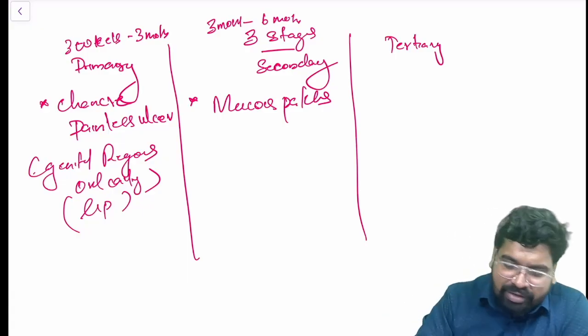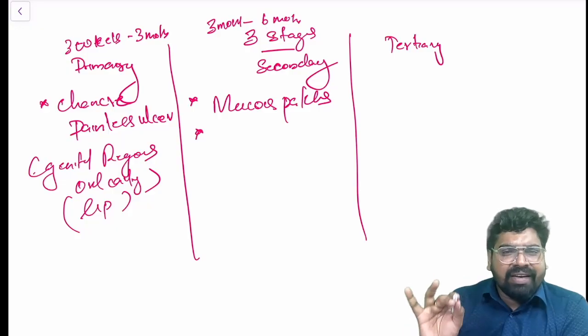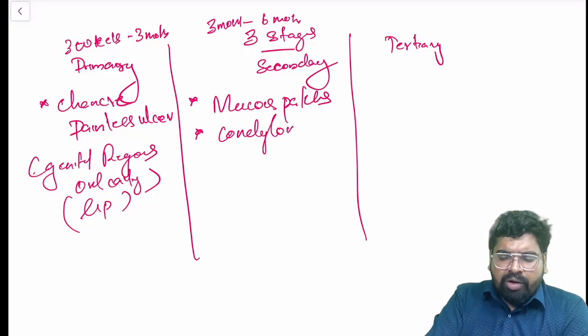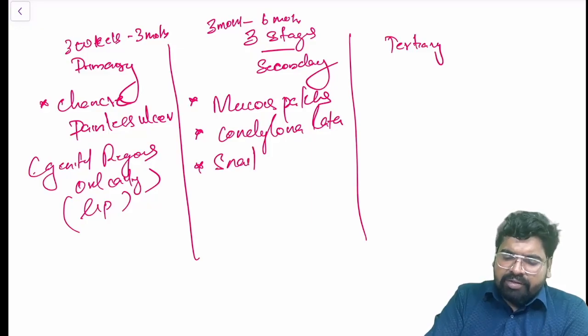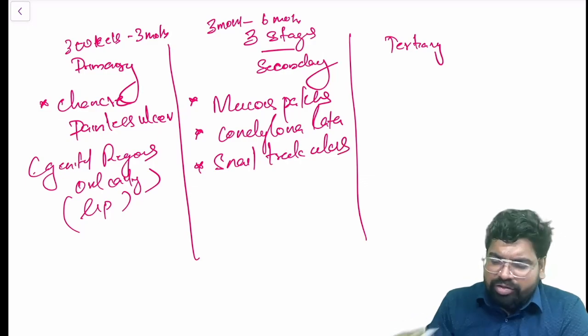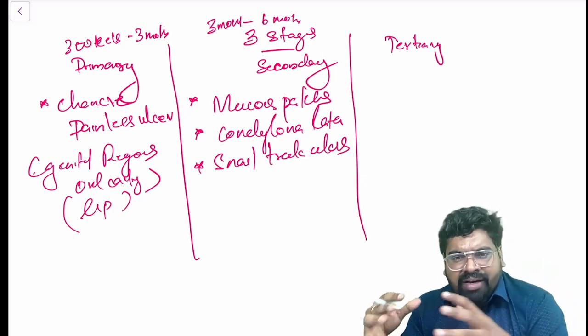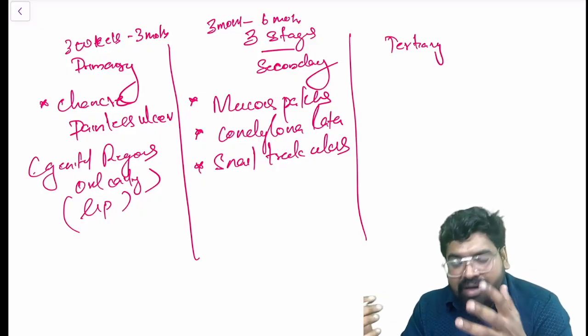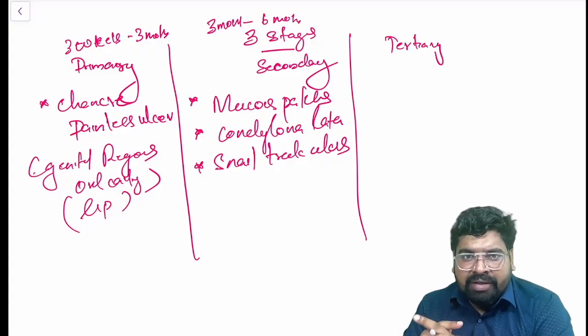So, mucous patches. What other lesions do you see in secondary syphilis? Just remember the names. Condyloma lata. You can see snail track ulcers. Snail track ulcers, condyloma lata, mucous patches. All these are names of the lesions which you see in secondary syphilis. Secondary syphilis is very contagious.